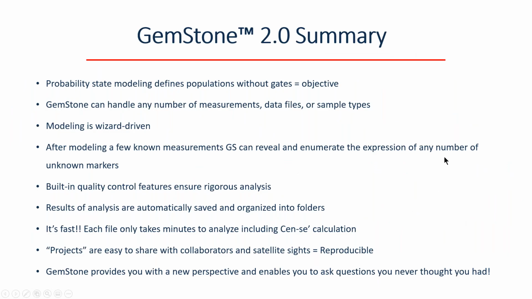So in summary, I've shown you a number of different features in GemStone. These combine to give you a fast, automated, objective, interpretable, and reproducible analysis for any number of measurements or sample files. So importantly, GemStone also provides you a different way of looking at your data with these overlay plots, summary maps, Sensei, etc. I don't have time to tell you more today. The project format makes collaborations very easy. You can share the whole project with your collaborators. Your analysis is secure and at your fingertips.